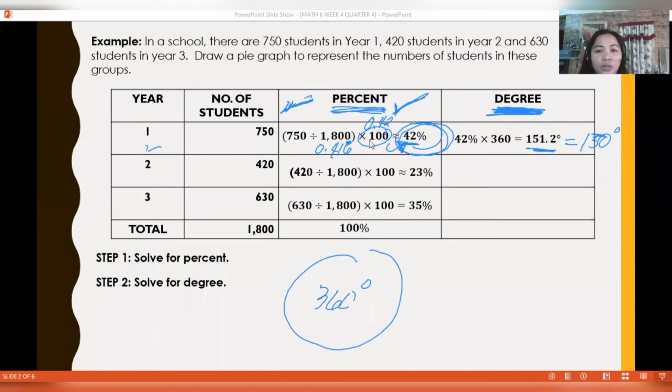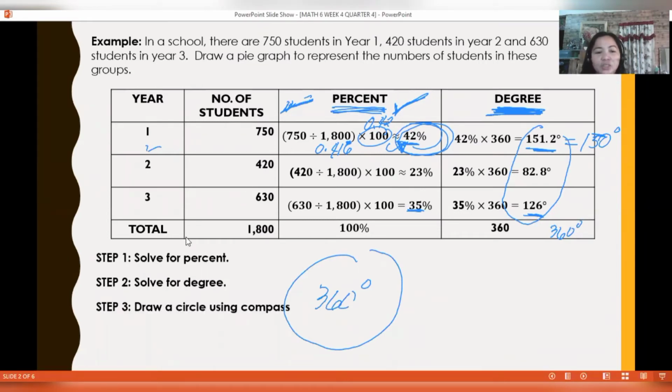Now, let's proceed to year 2. That is 23%. Ano ba yung 23% na circle graph? So, 23% times 360 is equal to 82.8 degrees. And the group 3 is 35% times 360 equals 126 degrees. Kung mapapansin nyo, sakto to, kasi dito, hindi naman tayo nag-round. Sakto yung nakuha nating 35%. So, pag tinotal mo lahat yan, pag inadd mo tong tatlo, it should be equal to 360 degrees.